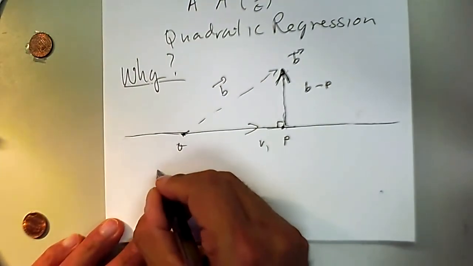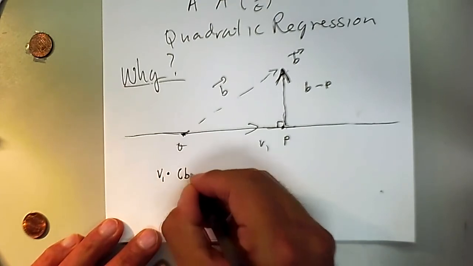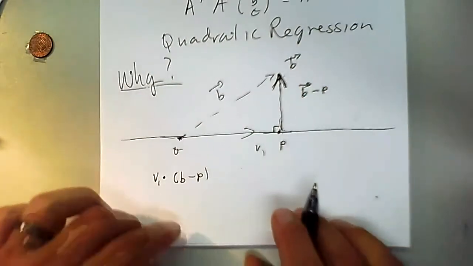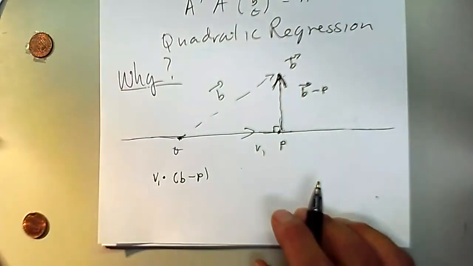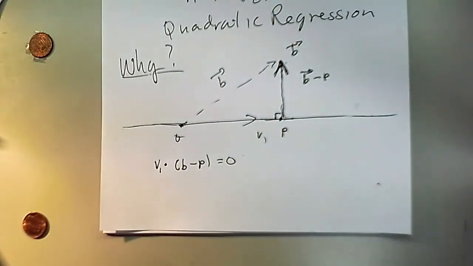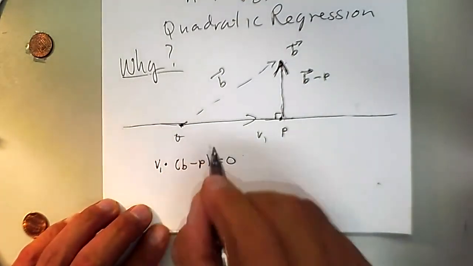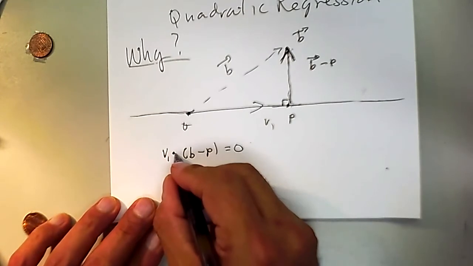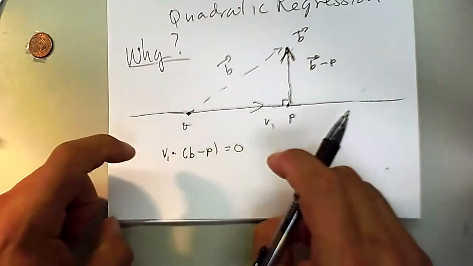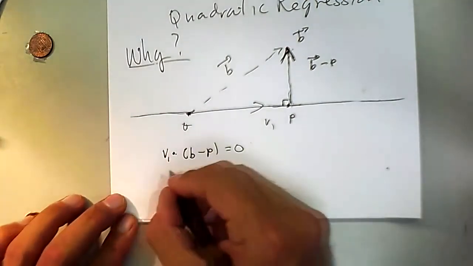So V1 dotted with B minus P, all of those are vectors. I'm not going to put a hat on the B anymore because I'm trying to just explain the general why. So the dot product has to be 0. That is precisely the definition of orthogonal. Before we distribute, this is a dot product of two vectors that are both horizontal or both vertical. We want to translate that into a matrix multiplication.